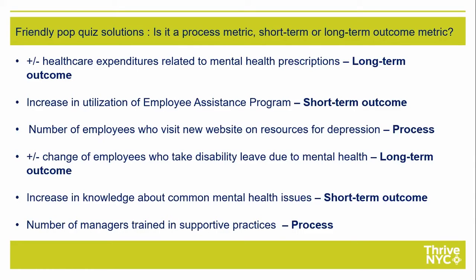Increase in utilization of employee assistance program. This is a short-term outcome. By perhaps increasing knowledge about existing company resources, you would hope to see an increase in utilization of those existing resources, which would then lead to a longer-term outcome of improved employee mental health. Number of employees who visit new website on resources for depression. This is a process metric. You're looking at what is currently happening right now as we're implementing this program.